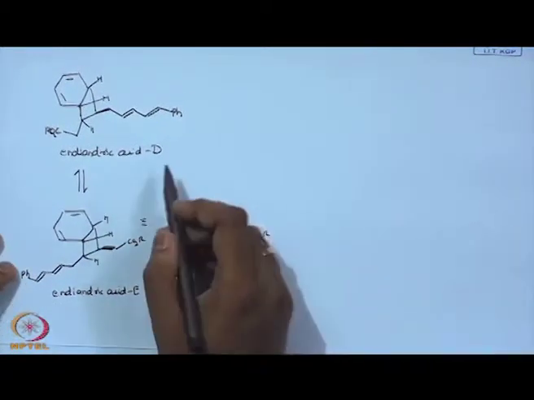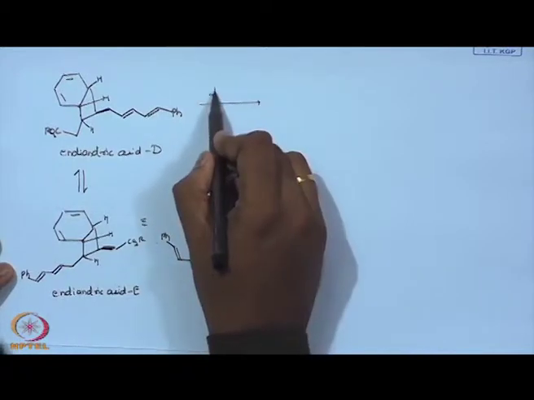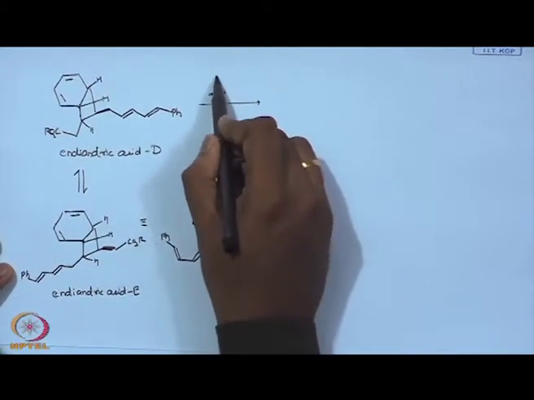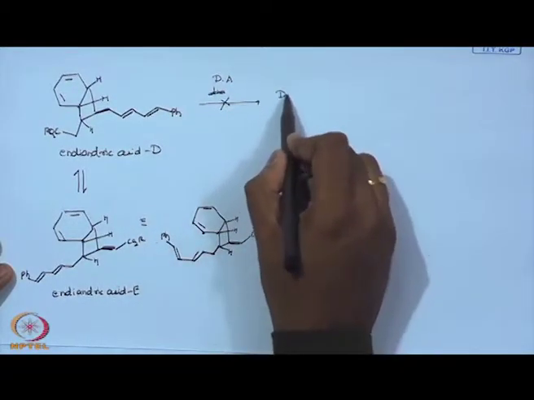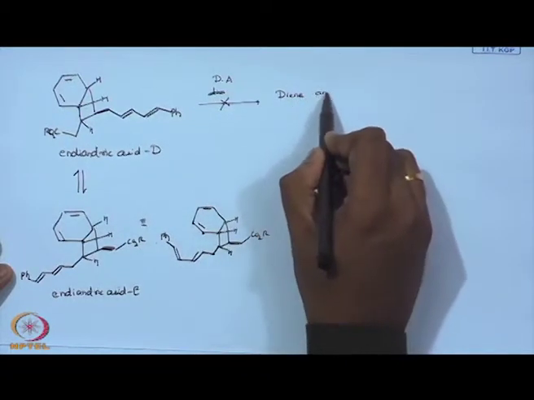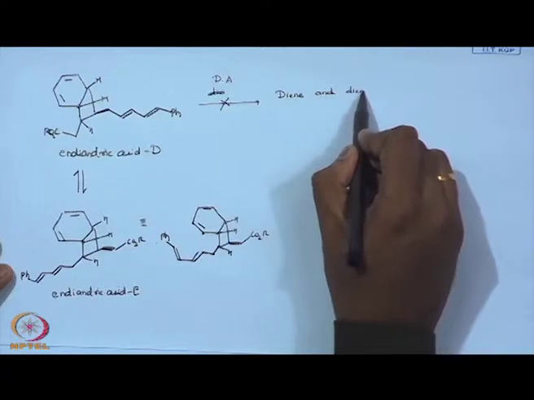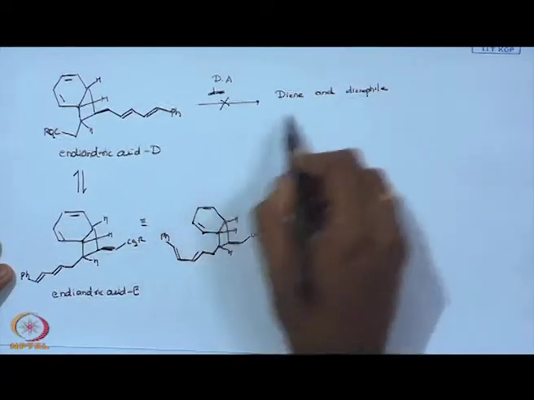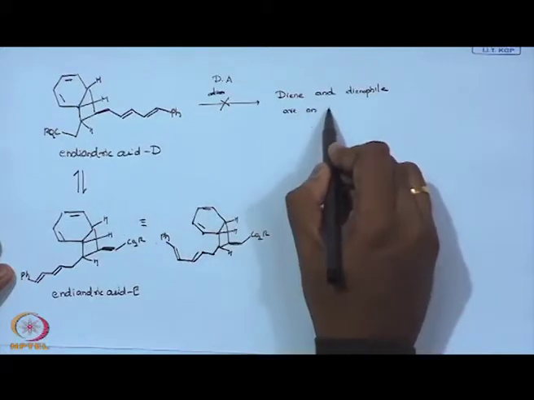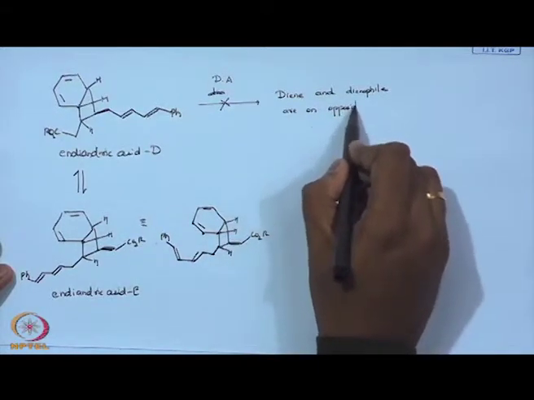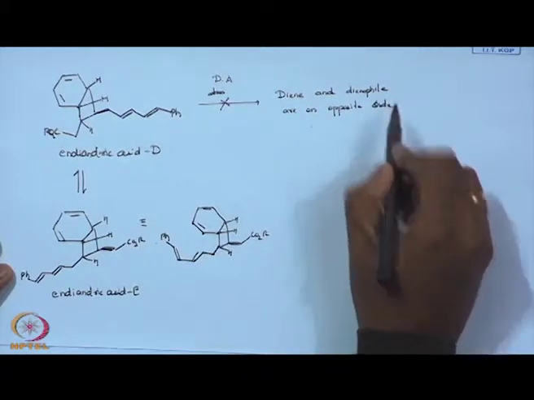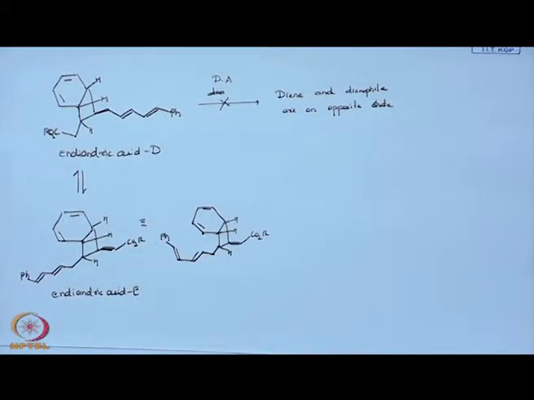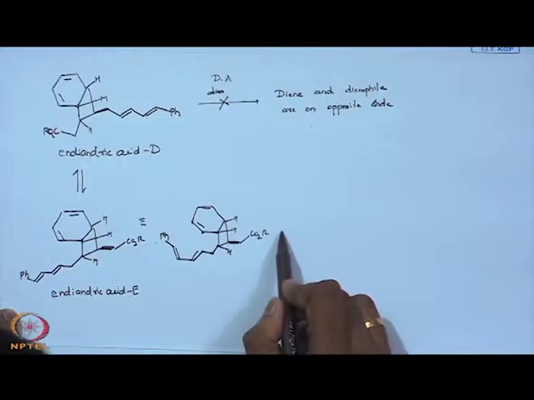So here we can say that the Diels-Alder reaction is not going because your diene and dienophile are on opposite sides. Clear? But here it can undergo a nice Diels-Alder reaction. So, you can write a good Diels-Alder for this.